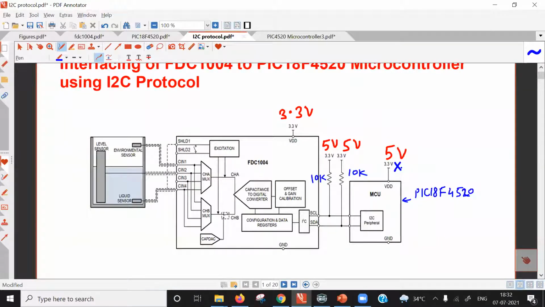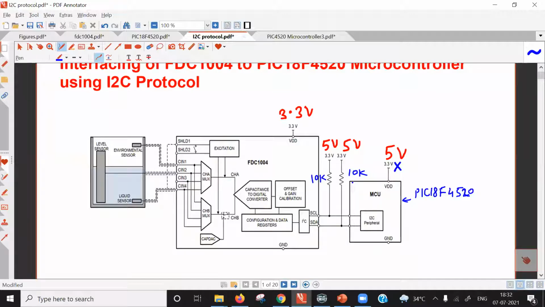Now you may think that there may be a mismatch in logic levels. There is no problem. We can connect these pull-up resistors to 5 volt. I have practically implemented this without any problem. I have connected these pull-up resistors to 5 volt instead of 3.3 volt, and it is working fine. On data pins, we can have higher logic levels without any problem.